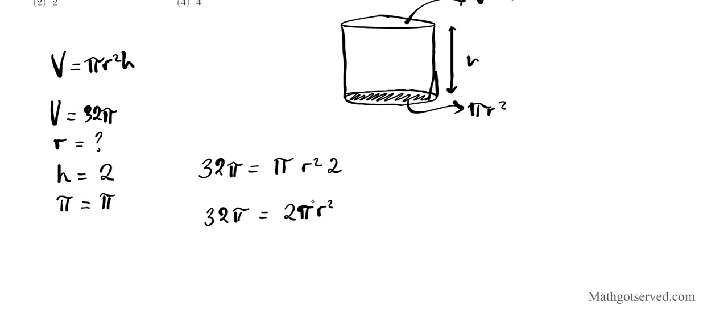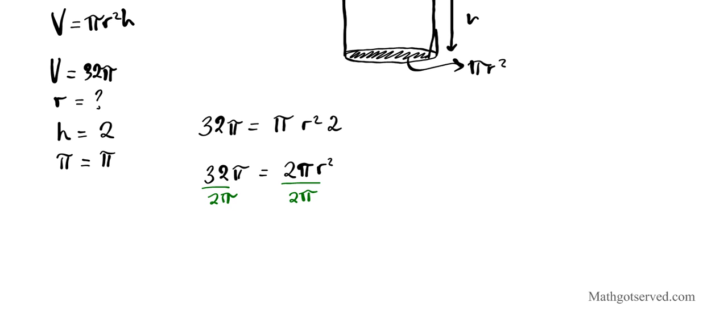We'll divide by 2 pi to get rid of this constant, and we root it to get rid of this square, okay? So let's divide by 2 pi, both sides. On the left, 32 pi divided by 2 pi is 16. And on the right, these 2 pi's divide out to r squared, okay? To get rid of this square, we'll do the opposite of square, which is root. So we root the left and root the right. And we're going to have r.